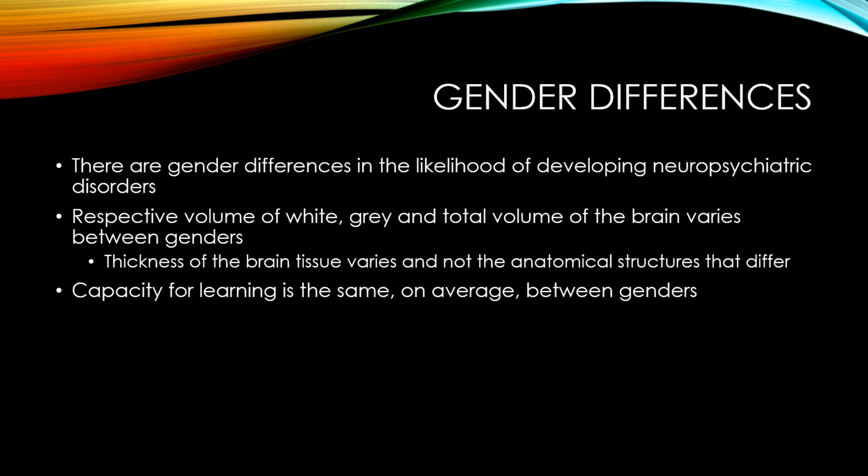In terms of gender differences, there are gender differences in the likelihood of developing neuropsychotic disorders. Like I talked about with schizophrenia, males are more likely to develop schizophrenia than females for whatever reason. The respective volume of white, gray, and total volume of the brain also varies between genders. The thickness of the brain tissue varies, and not the anatomical structures that differ. But again, I cannot say this enough, the capacity for learning is the same between genders on average.